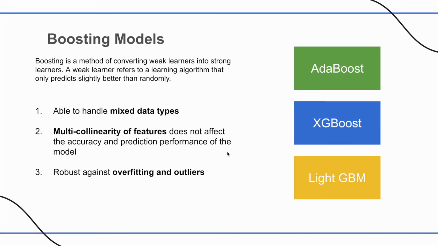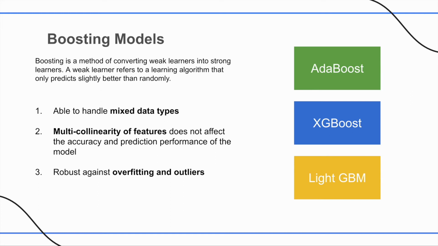Boosting algorithms are a method of converting weak learners into strong learners. A weak learner represents a learning algorithm that only predicts slightly better than random. Boosting algorithms are able to handle mixed data types where categorical variables do not have to be one-hot encoded. This is especially useful for us as our training dataset has a good mix of continuous and categorical data.